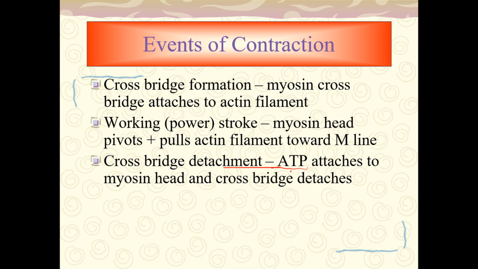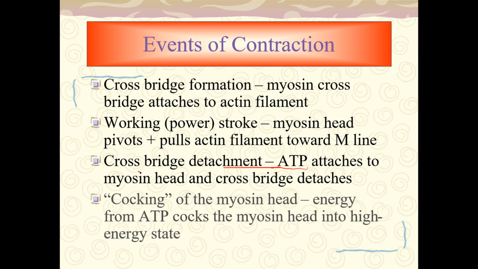So ATP attaches to the myosin head, then that cross bridge detaches. That ATP gets hydrolyzed, and then it cocks that myosin head back into its high energy state so that it's ready to bind to actin once again. We're going to go over this. There's an image on the next slide.